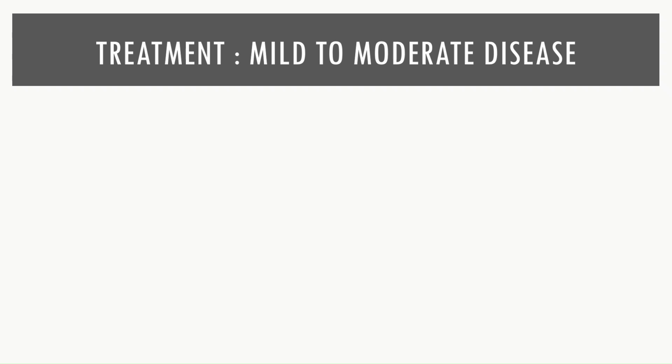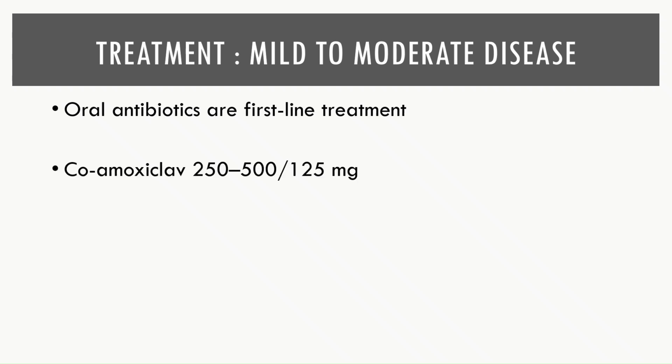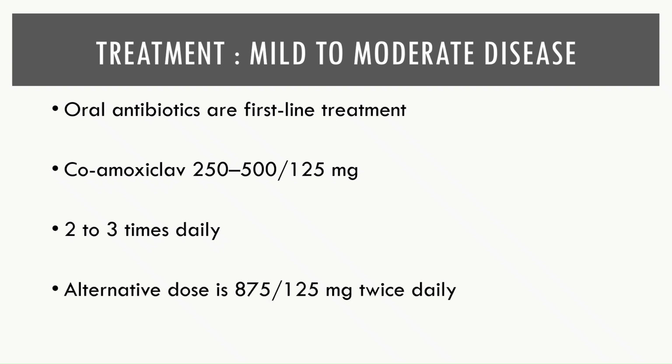Treatment of mild to moderate disease. Oral antibiotics are the first-line treatment. Co-amoxiclav with 250 to 500 mg amoxicillin and 125 mg clavulanate is the most commonly used antibiotic and is given 2 to 3 times daily. An alternate dose is 875/125 mg twice daily. Dosing depends on the severity of the disease.